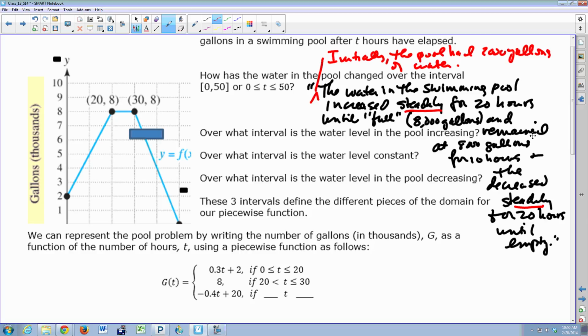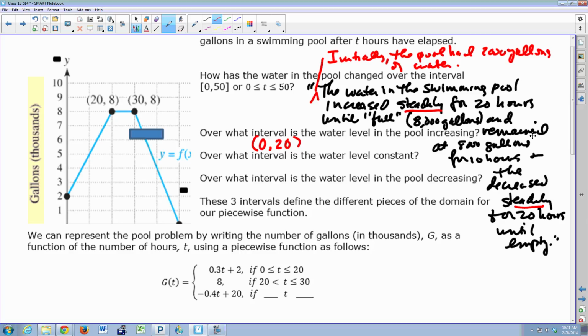Okay. So yep, this swimming pool is filling up, then it's hanging out for a while at 8,000 gallons, and then it starts to drain out. All right? So that's great. Over what interval is the water in the pool increasing? This is just a little review from Monday's class. At what interval is the water in the pool increasing? I heard 0, 20. Is that how you would represent it on your quiz next week? No. Parentheses, because it's always an open interval.